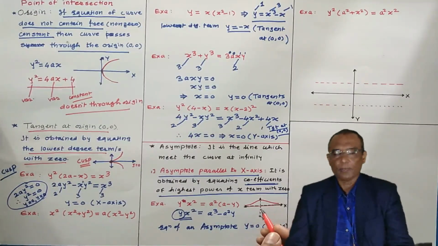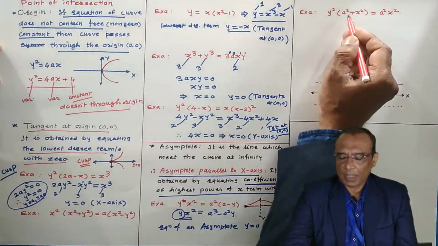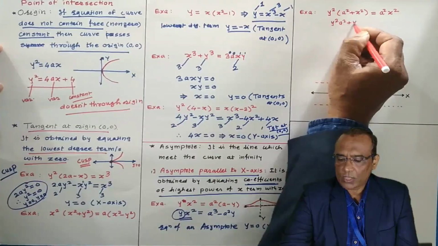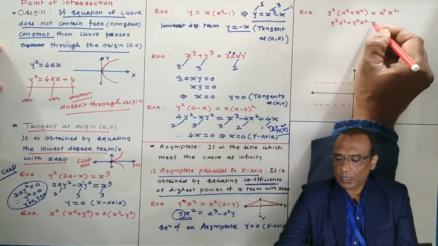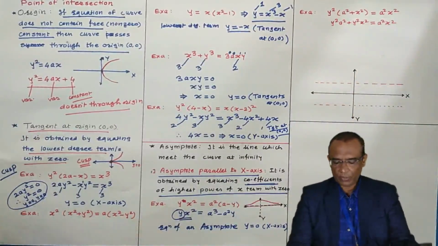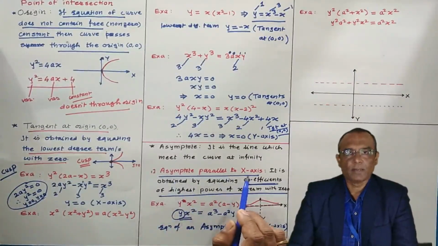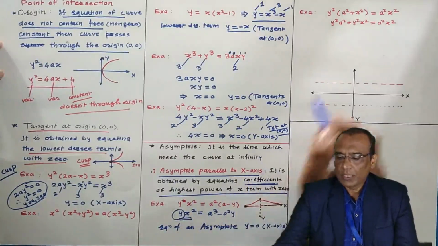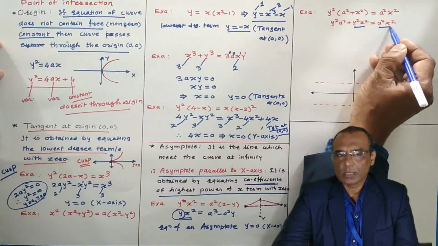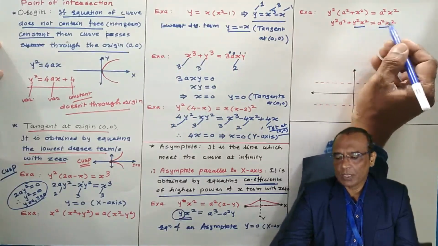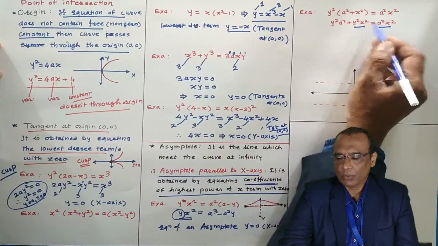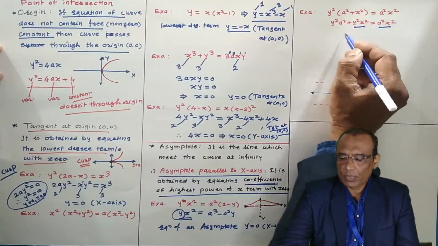Now, the asymptote to the equation of a curve which is parallel to the x-axis. I am going to simplify this: y square a square, y square x square, equals x square a square. Now we are going to find the asymptote parallel to the x-axis. What do we have to do? Look at the highest power terms in x. How many terms in x? This term and this term contain x, and the highest power is 2. Both terms have x with power 2, and their coefficients we are going to equate.